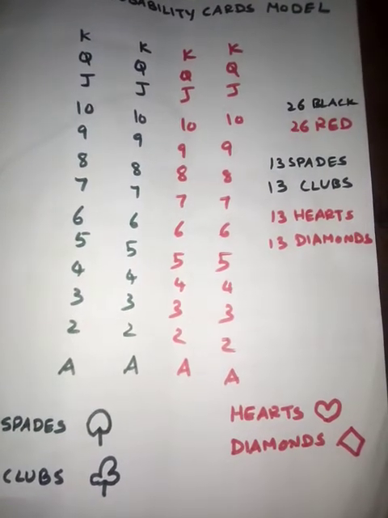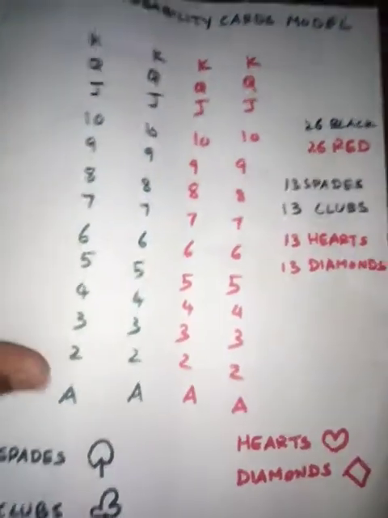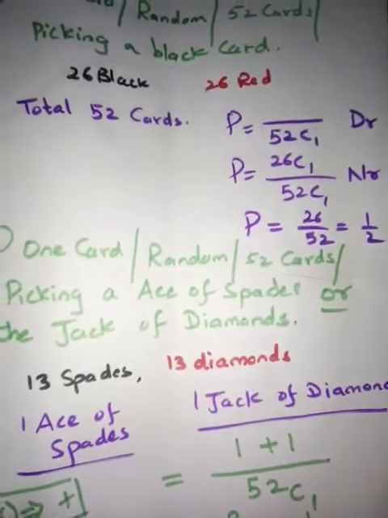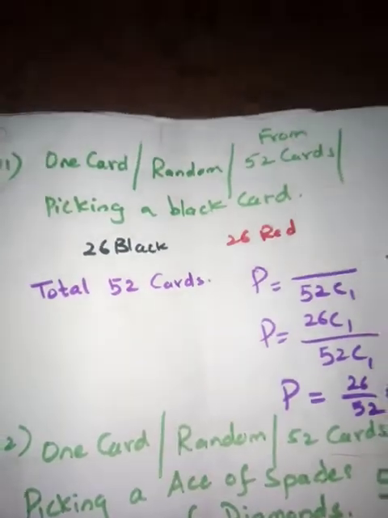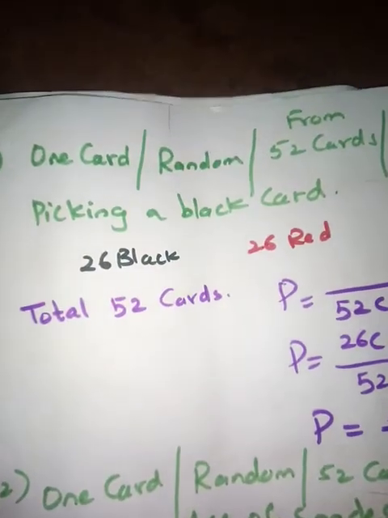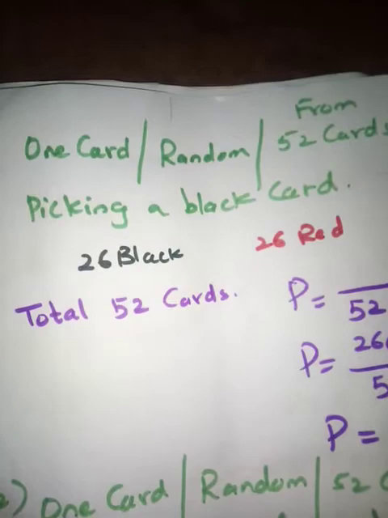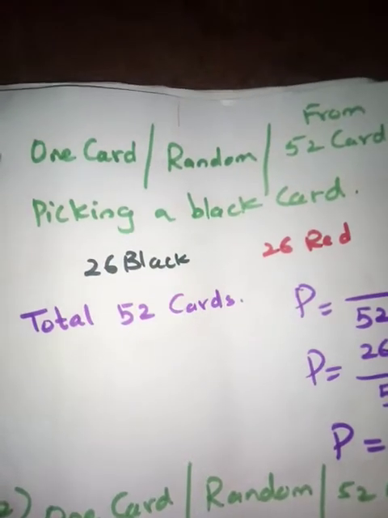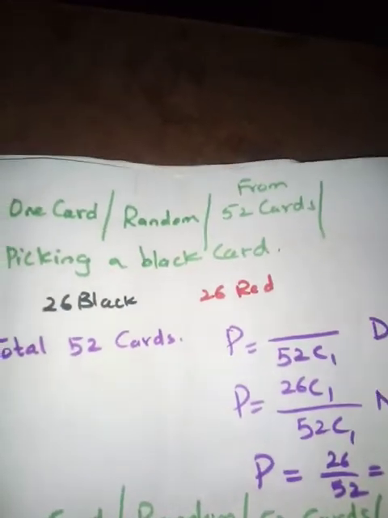Now we can go directly to the first question, my dear students. Question number 1: from 52 cards, one card is picked up at random. From 52 cards, we have to take one card. The question is, what is the probability of picking a black card? As we know, there are 26 black cards and 26 red cards.